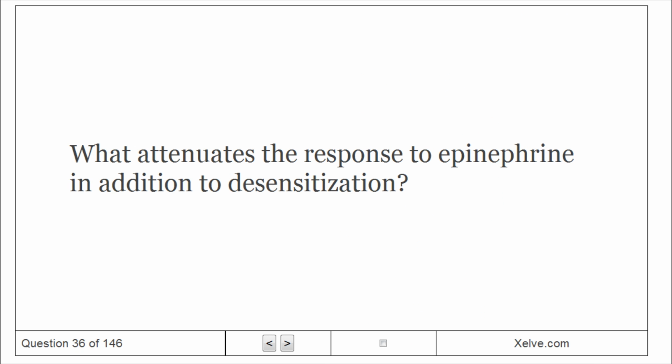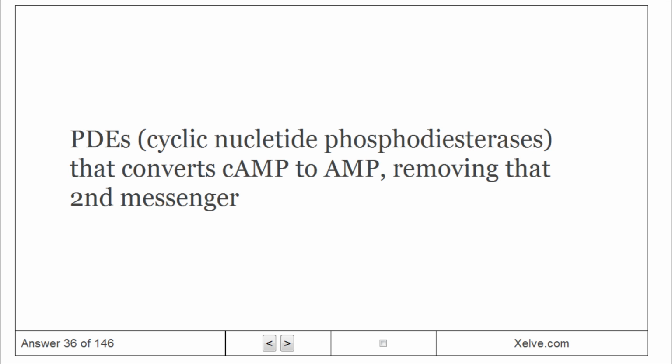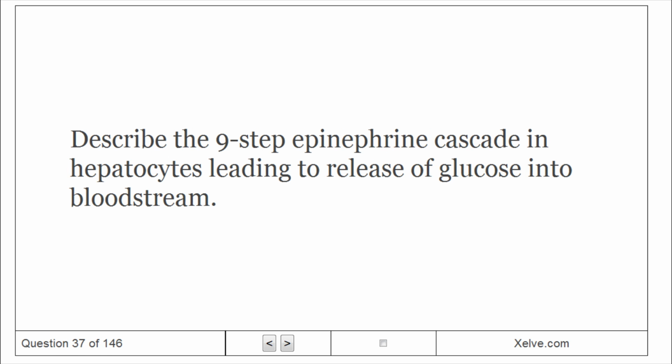What attenuates the response to epinephrine in addition to desensitization? PDEs that convert cAMP to AMP, removing that second messenger. Describe the 9-step epinephrine cascade in hepatocytes leading to release of glucose into the bloodstream.